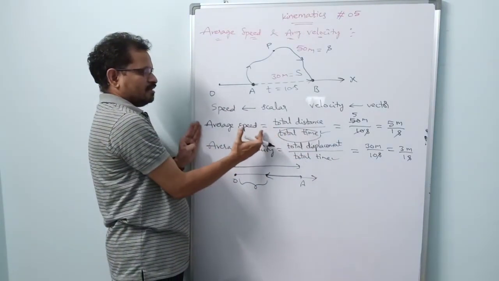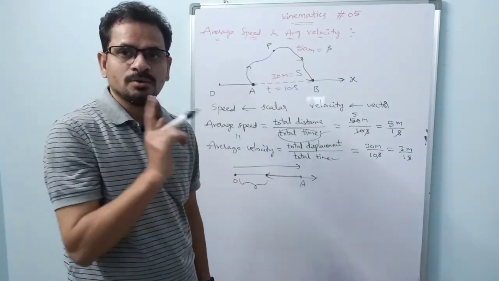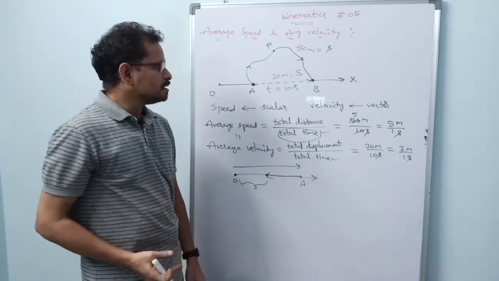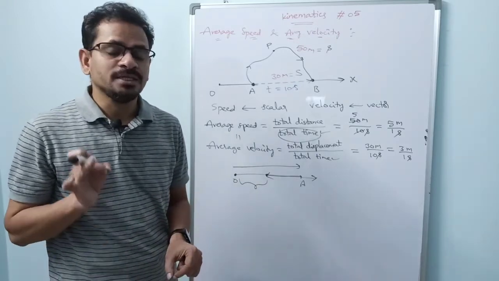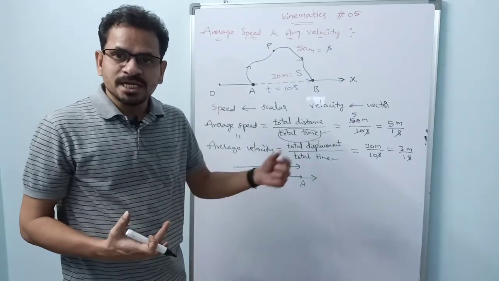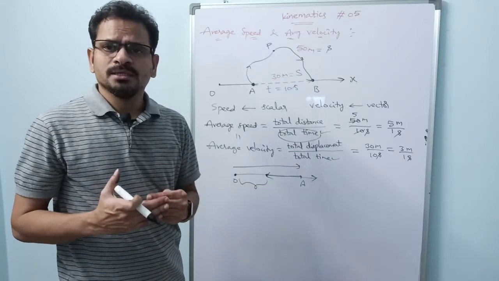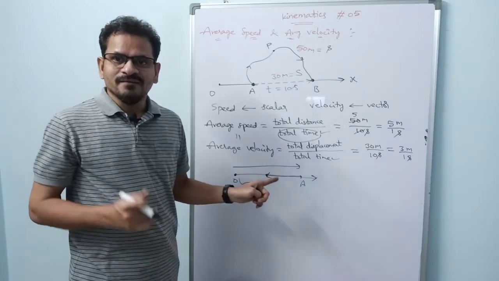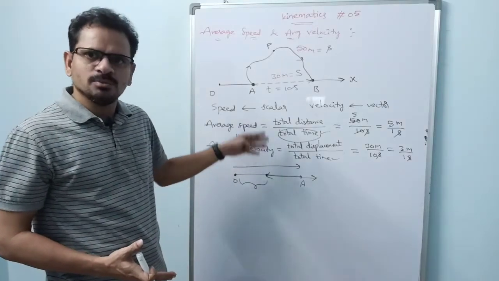That means average speed is equal to average velocity when the particle moves in a straight line without reversing its direction. Without reversing its direction, if it moves along a straight line, then in that case average speed is equal to average velocity. No need to bother whether we use average speed or average velocity in this case, because here average speed and velocity, both of them are the same.